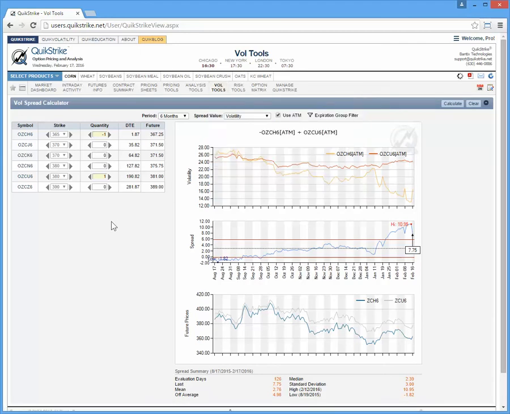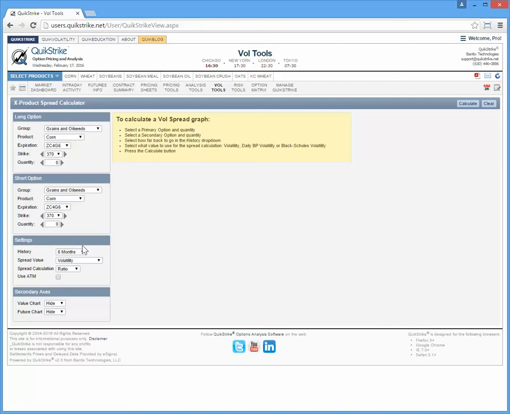It's a cross-product spread calculator. Interface is a little different. This one occurred a little later on, and it's not quite as easy from a building it standpoint, but it is much more flexible in terms of the fact that you get to go cross product here.